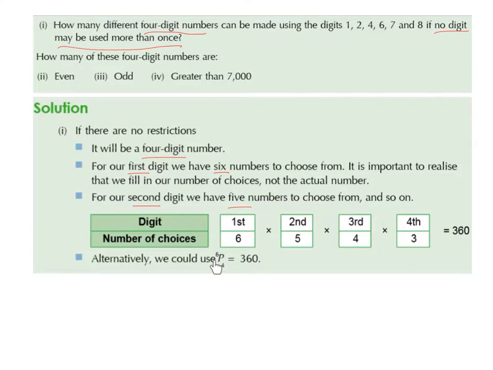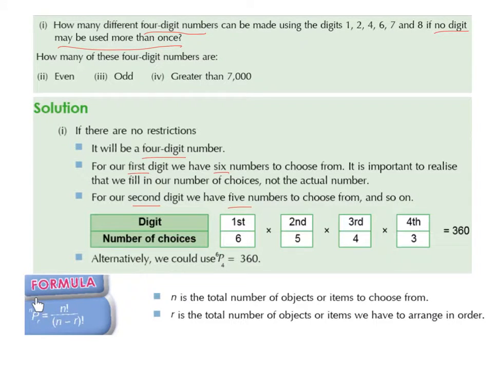Alternatively, we could have used our 6P4 rule. So remember the n, which is on the top left of the letter, in this case the P, is the total number of objects or items we have to choose from. So we have 6 digits to choose from, so the 6 goes in the top left corner of the P. And then the r represents the total number of objects or items we have to arrange in order. So we have a 4-digit number to create, so we have 4 digits that we need to fill in. So the 4 goes in the bottom right corner of the P. And putting this into the calculator gives us 360 as well.